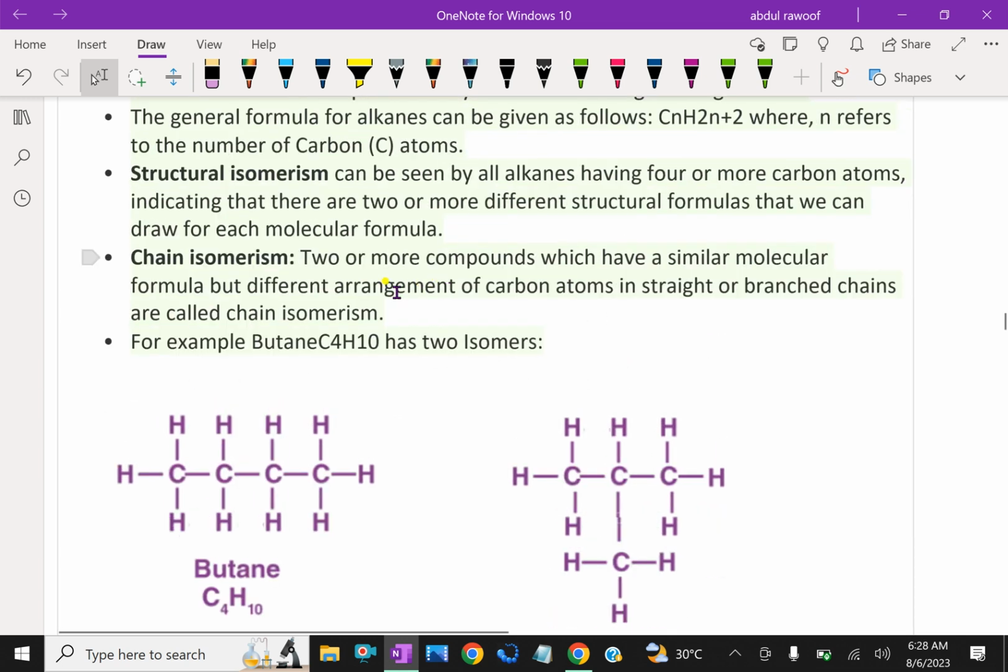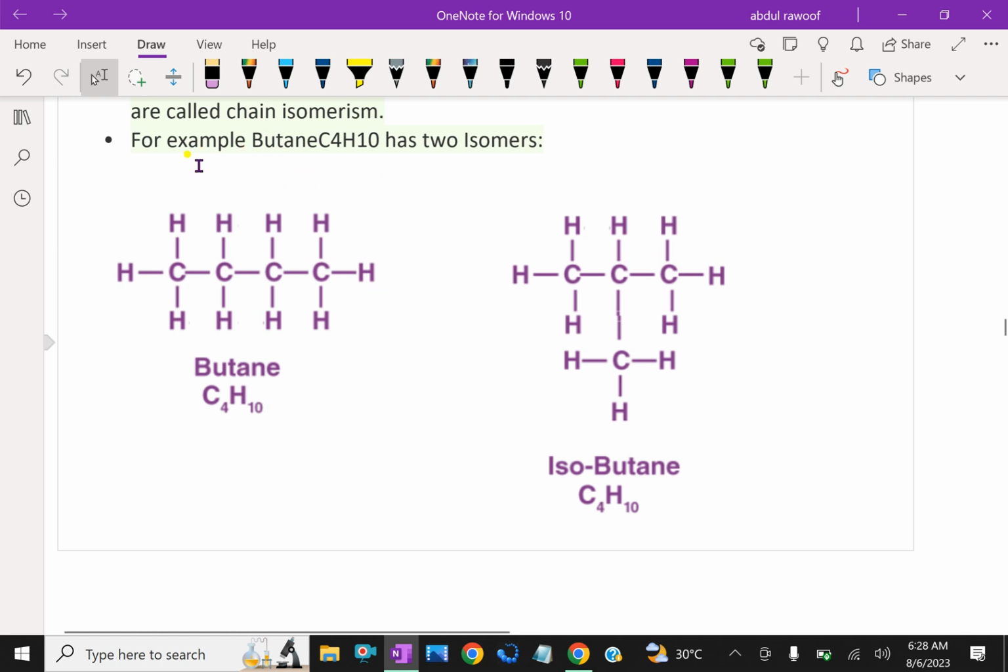Chain isomerism: two or more compounds which have the same molecular formula but different arrangements of carbon atoms in straight or branched chains are called chain isomers. For example, look at this. Butane, C4H10, has two isomers. Here it is a straight chain of carbons, each carbon surrounded by four bonds, and the end carbon has three hydrogens, and the middle ones have two each.